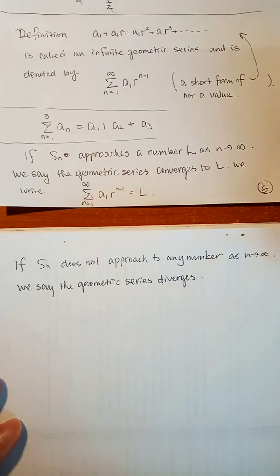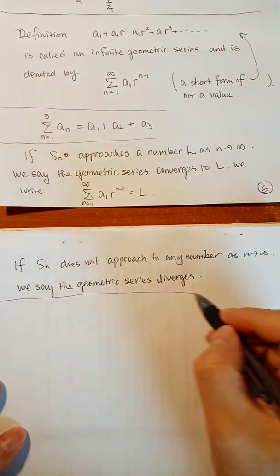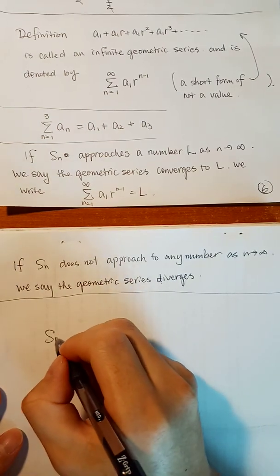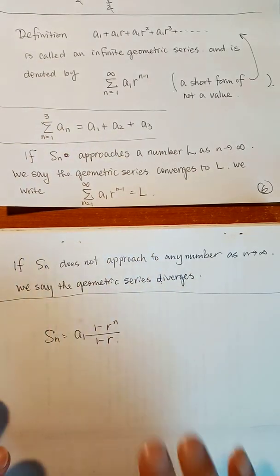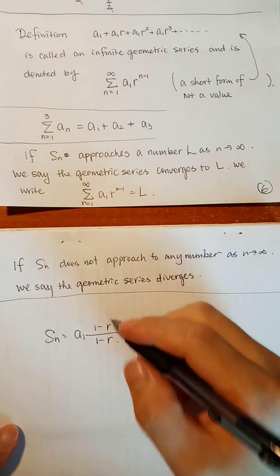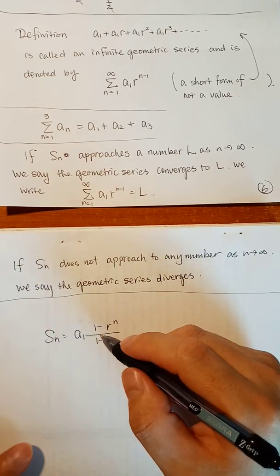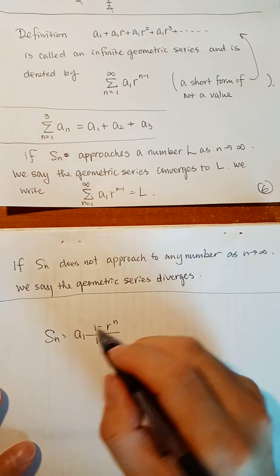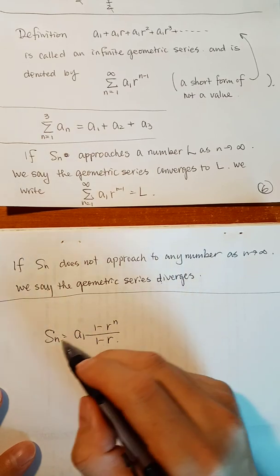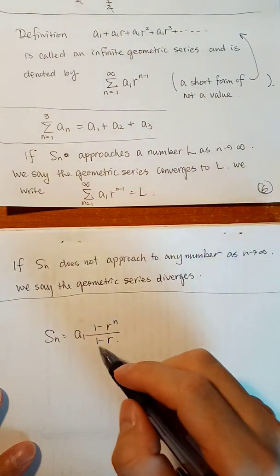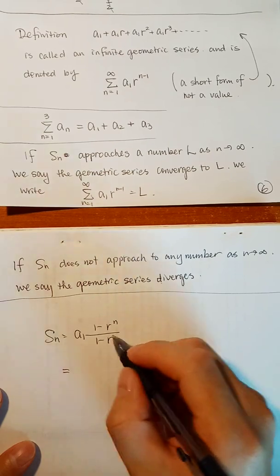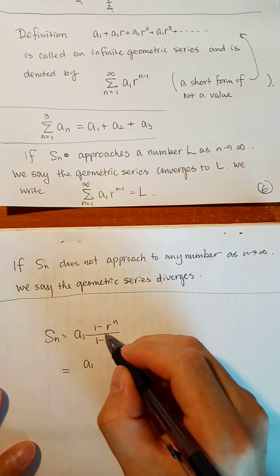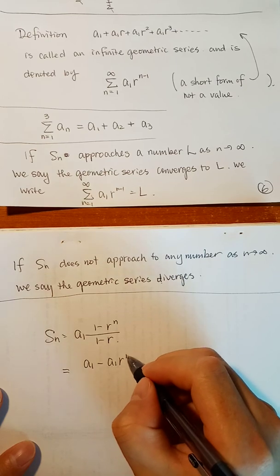Okay, so let's check. That's a word. Sn. Remember, Sn is a1 times 1 minus r to n, over 1 minus r. We only talk about the geometric series. This is the sum of the first n terms. And in this sum, only this part depends on n. The other part does not depend on n. n will approach infinity. If you have a constant, it's always a constant. So let's do the multiplication. a1 times 1, a1 times r to n.